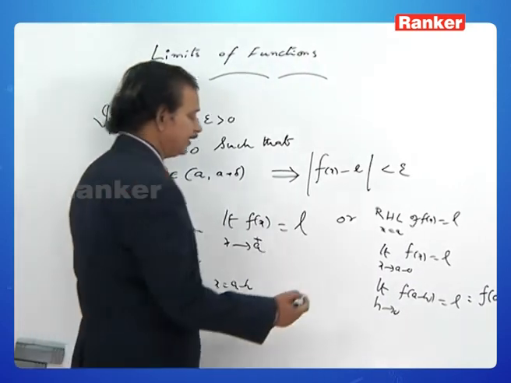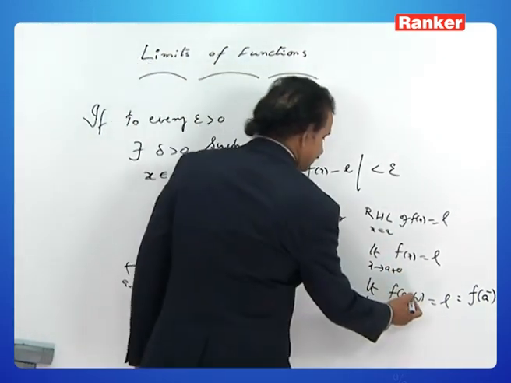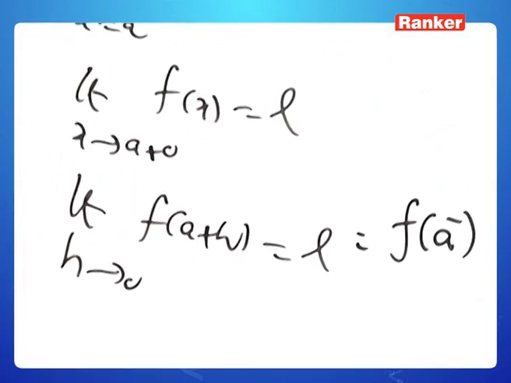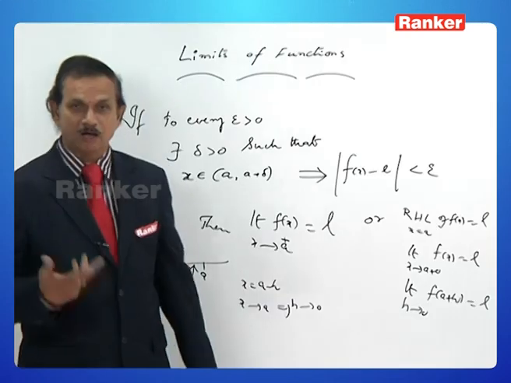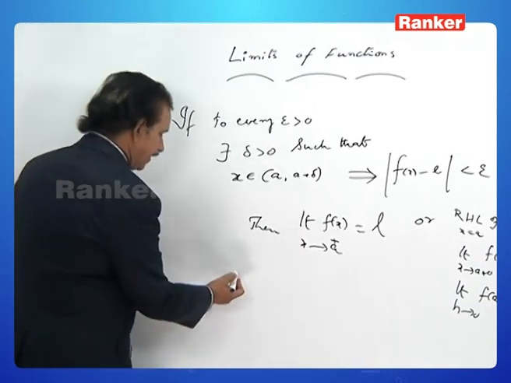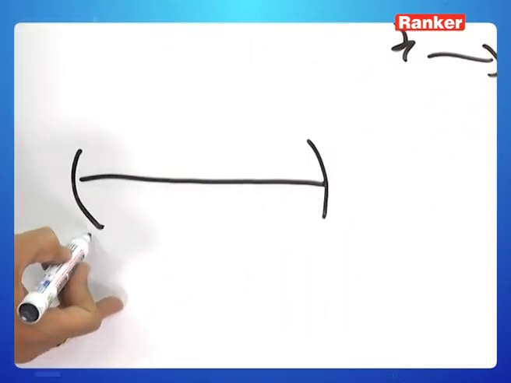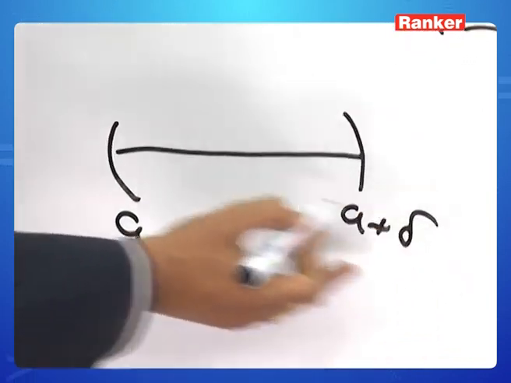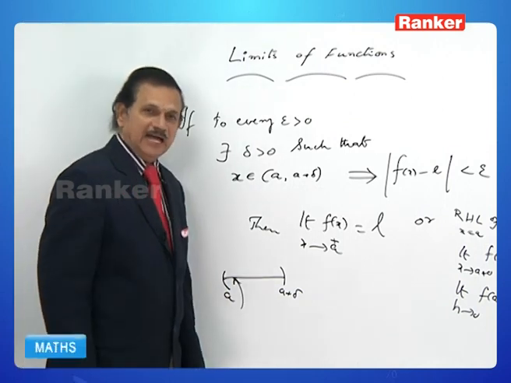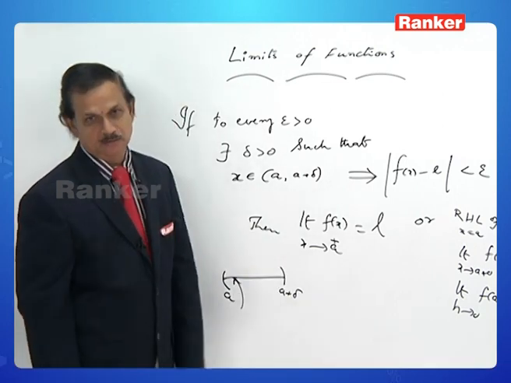As you could explain for a minus h, you can explain for a plus h also. How? Let us see. Where does x lie? In the open interval a to a plus delta, that is the right neighborhood of a, that is a to a plus delta.